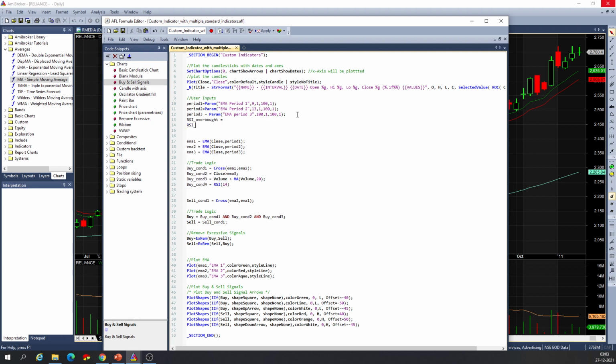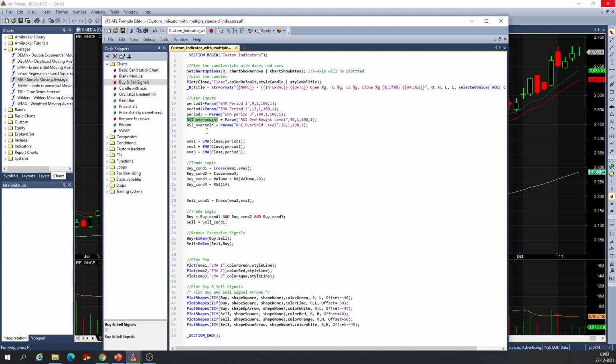and RSI is oversold, and we can say param RSI overbought level, and our overbought level will be 70. 1 is the minimum, 100 and 1 is a step. Same thing, let's copy and just change. So oversold, and our default will be 30. So we are using 70 30 for the time being.